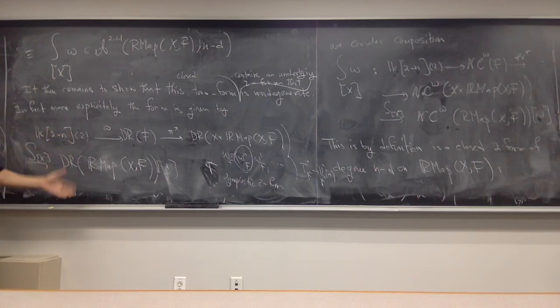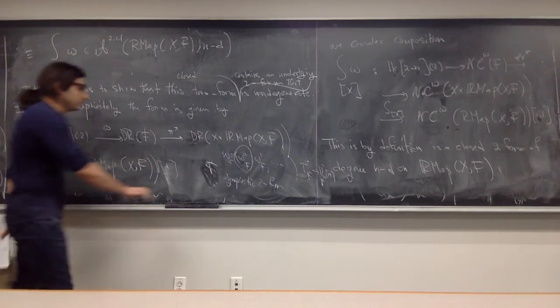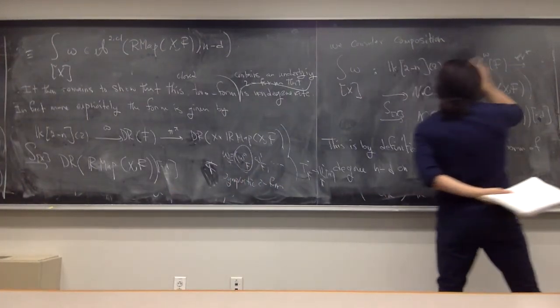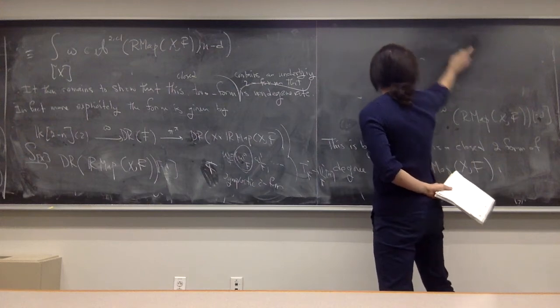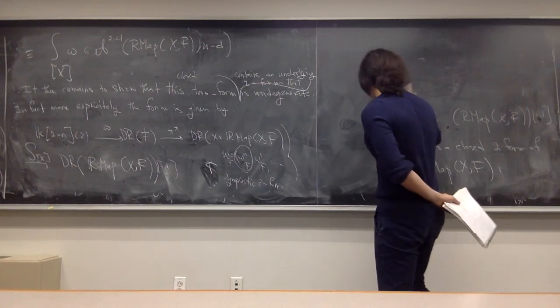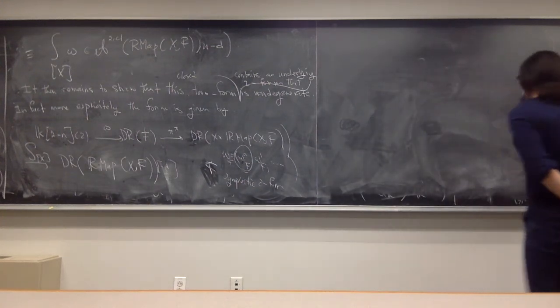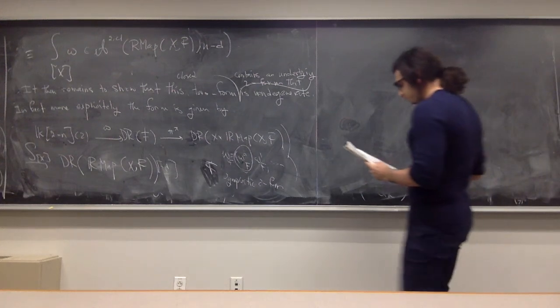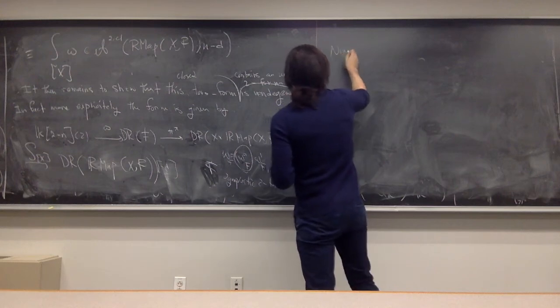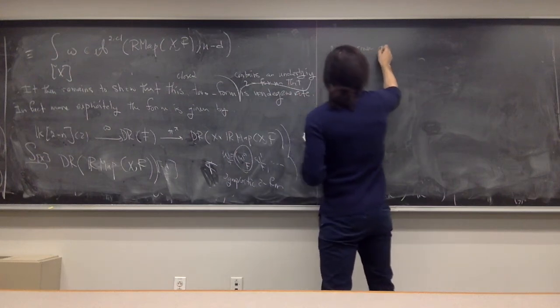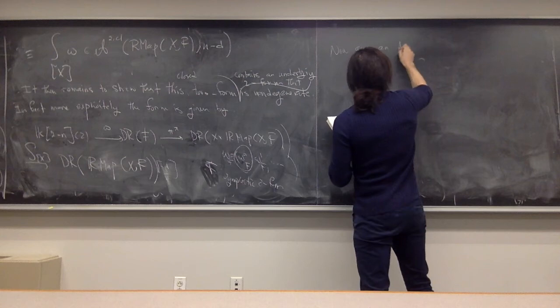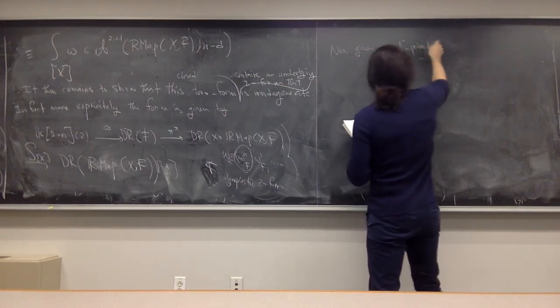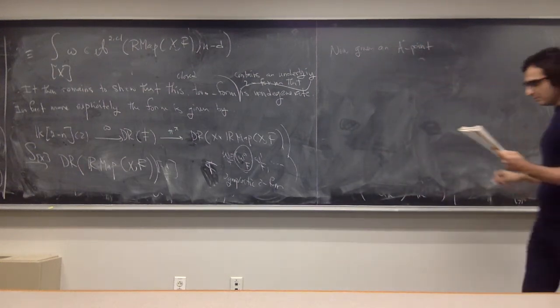Okay, so that actually can also be written explicitly as the image of a composite map. And so this is what we are doing. So this is basically that. And now, given an A dot point, let's look at a pointwise argument.